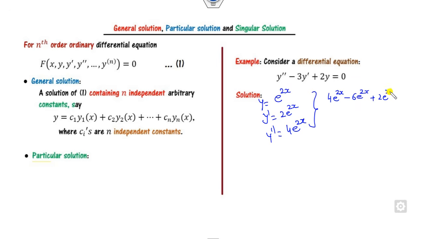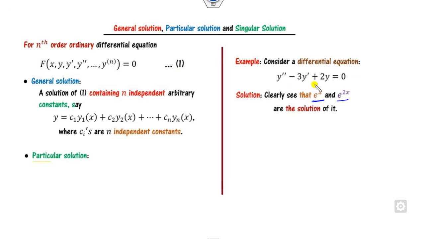Plus 2e^(2x) is 0. Yes, 0 equals 0 is satisfied. Again, e^x is also a solution of this. You can check that. Now there are two solutions.